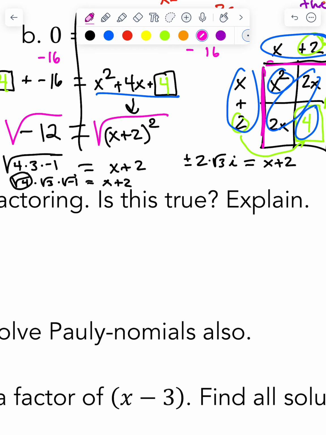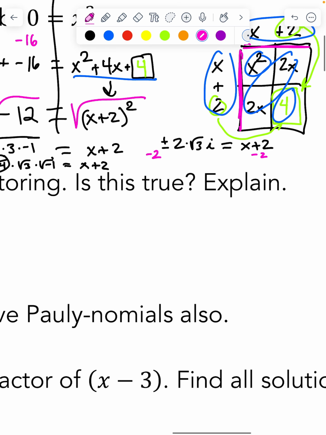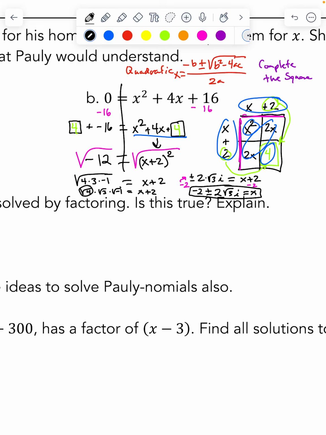And then the last step I'm going to do is subtract this 2 from both sides. Really, I'm just going to stick the negative 2 in front of the plus minus. So my final answer will be negative 2 plus or minus 2 times the square root of 3 i, and this is equal to x. There's two answers, but it's imaginary, so I'm going to leave that there.